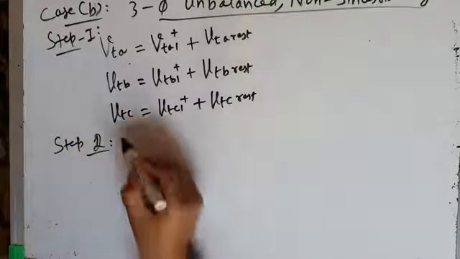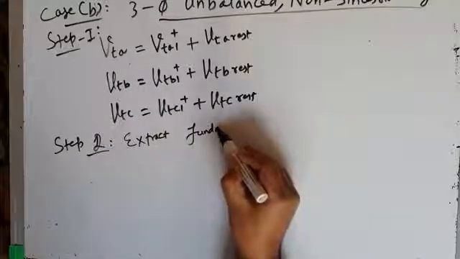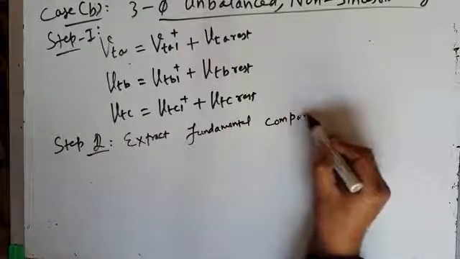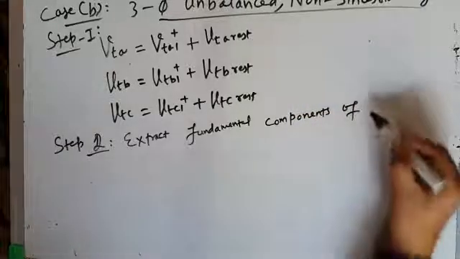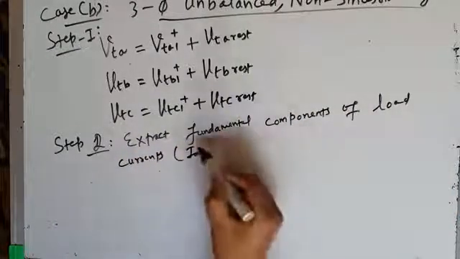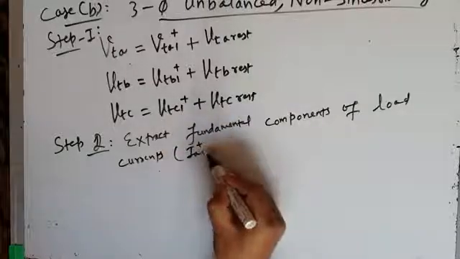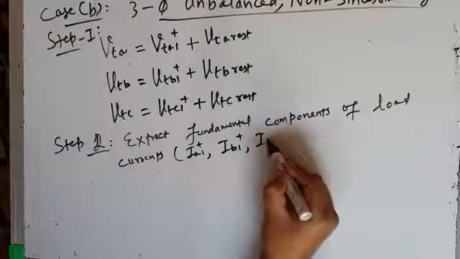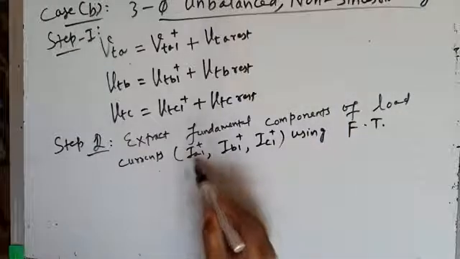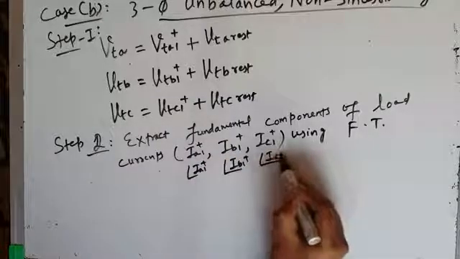In step 2 you have to extract the fundamental components of load currents, that is IA1 plus, the positive sequence component, and fundamental IB1 plus and IC1 plus using Fourier transform. Once you have done that, you will also get to know the phase angles. What is the phase angle of IA1 plus, the phase angle of IB1 plus and the phase angle of IC1 plus?